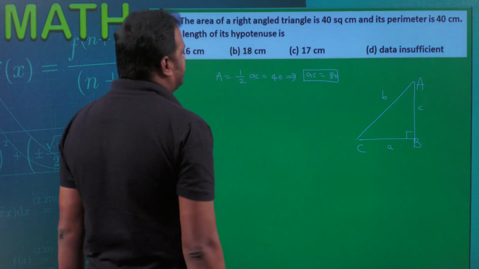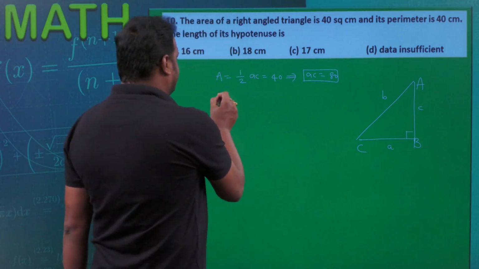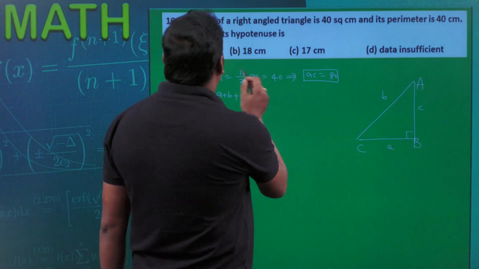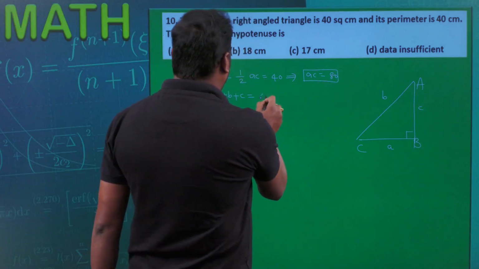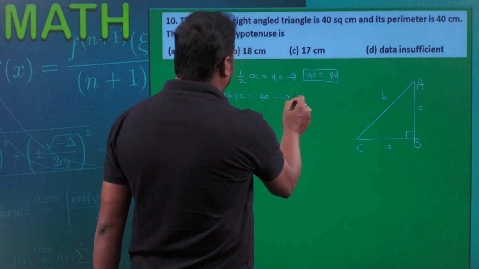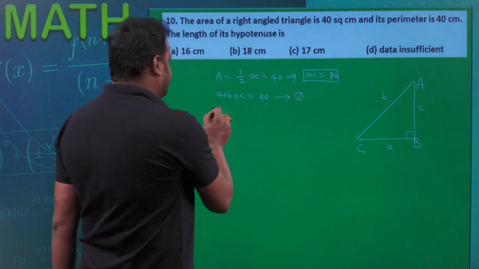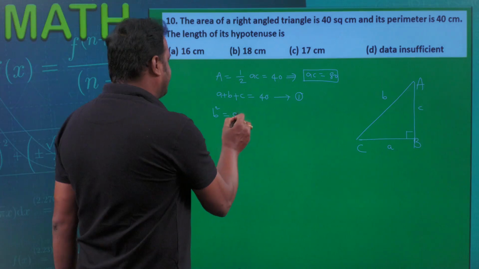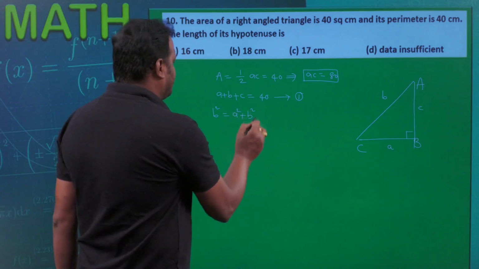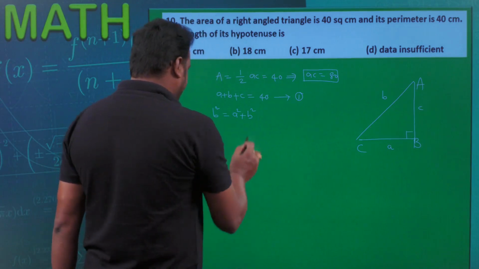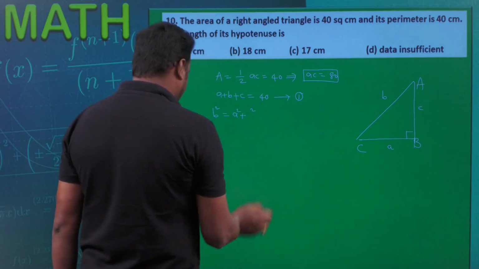And its perimeter is 40 centimeters. What is perimeter? a plus b plus c is equal to 40. So this is one information. And again, according to Pythagoras theorem, hypotenuse square is equal to side square plus side square. So b square is equal to a square plus c square. This is one more piece of information given.